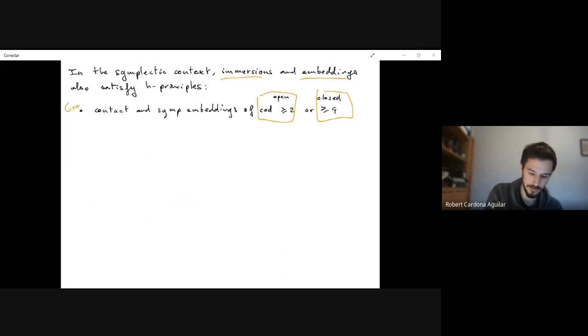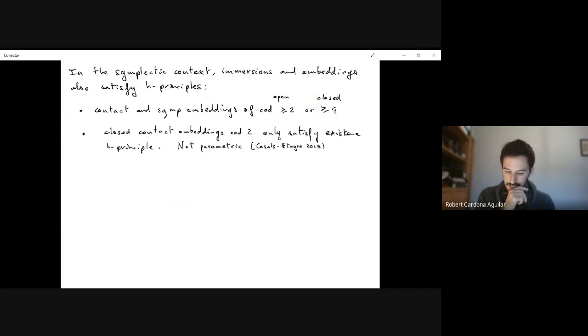Then there are better results now: in codimension 2 for an open source manifold and codimension 4 for a closed source manifold. As I was saying, this has been improved. In codimension 2 closed contact, this was recently proved by Casals, Pancholi, and Presas. They proved an existence H-principle. But it satisfies only the existence H-principle. For the parametric one, it was also proved that it's not satisfied. And all this is very recent.